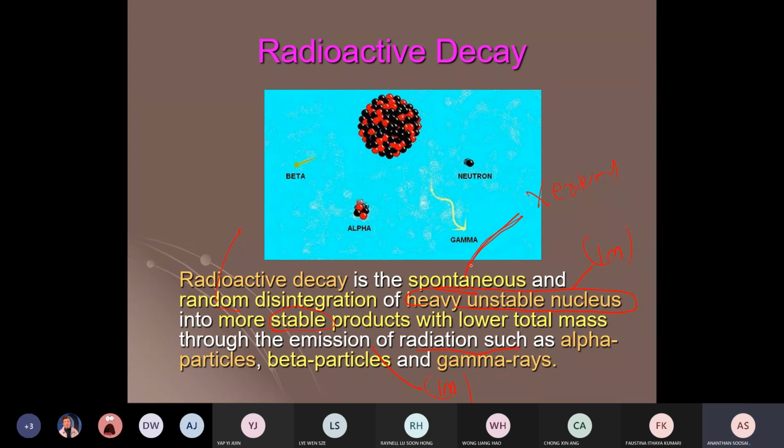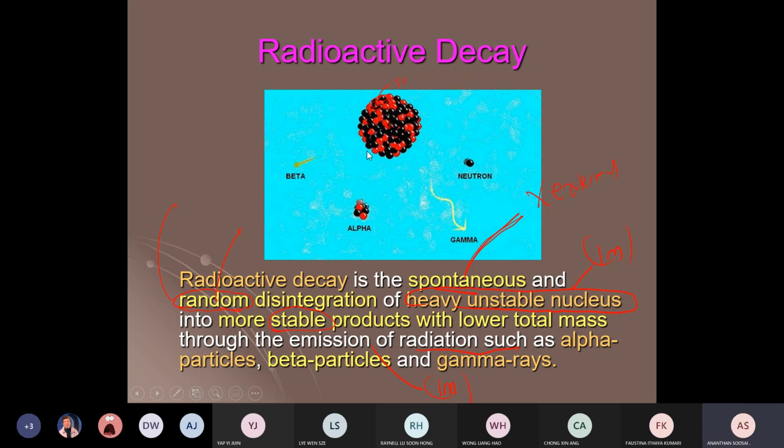Why is the radioactive process random? Because we don't know how many atoms and which atom will disintegrate at a particular time. It's totally random. Maybe the first time, the surface nuclei will disintegrate; the second time, maybe the inner nuclei will disintegrate. We don't know. It's totally random, unpredictable.